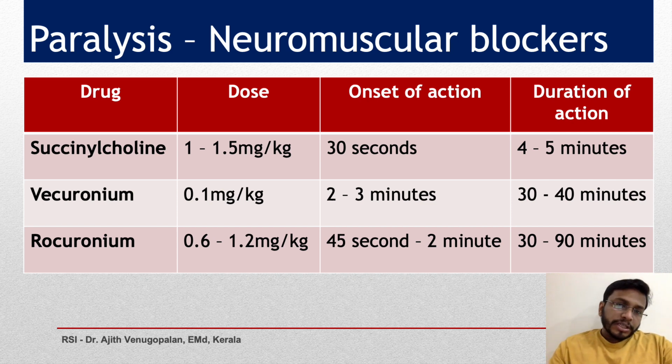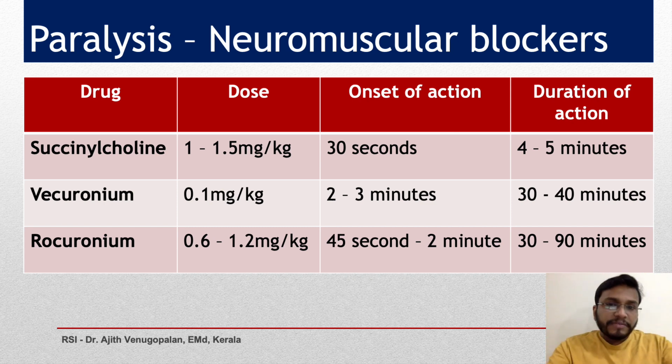Rocuronium, the dose is 0.6 to 1.2 mg per kg. The onset of action is 45 seconds to 2 minutes. So that's an advantage that we have with rocuronium over vecuronium, that the onset of action is shorter, and the duration of action is 30 to 90 minutes.